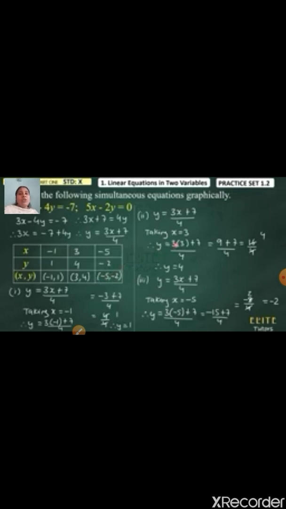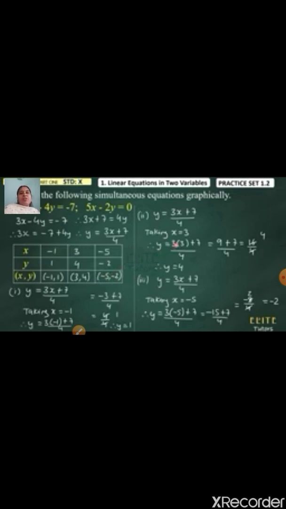Now, how to think in the exam which values have to be taken? Suppose I take x is equal to 1. Concentrate on the equation. It is 3 into 1 plus 7 upon 4. So 3 ones are 3, plus 7, 10 upon 4. It is not divisible by 4. So we are going to get a decimal. In order to avoid it, think of some other value which can be divided by 4 so that we can get whole numbers.